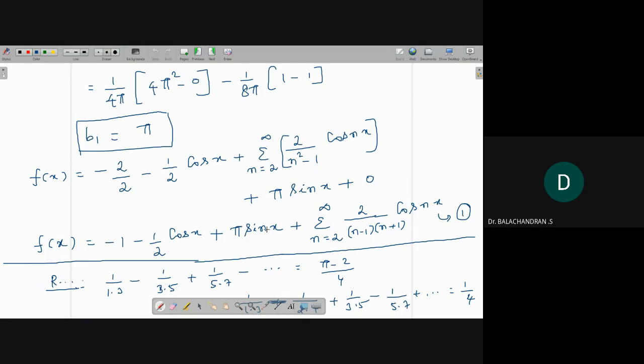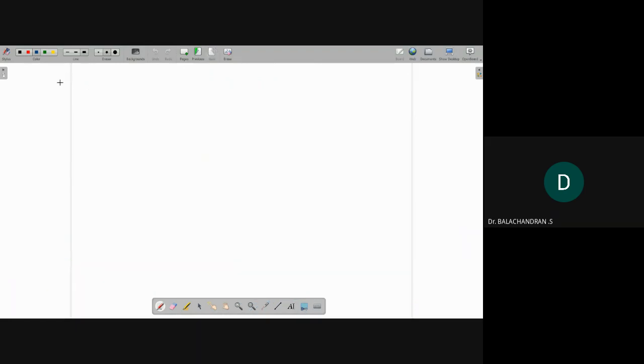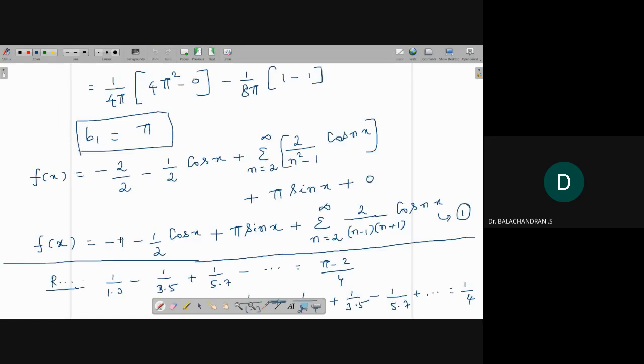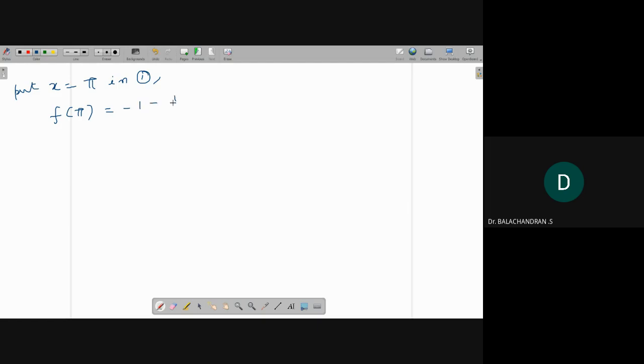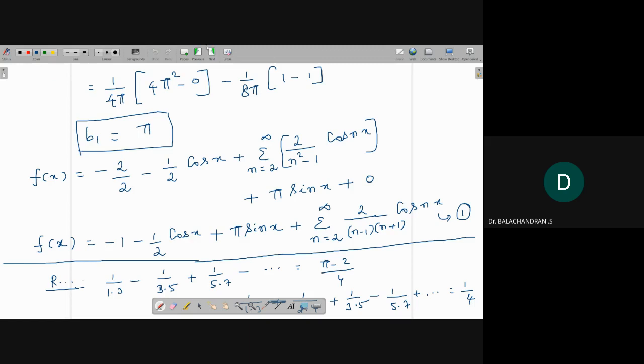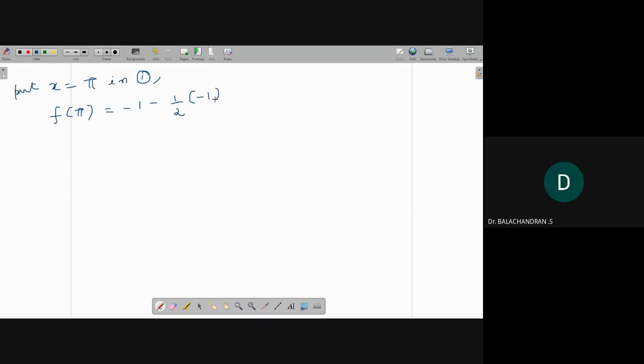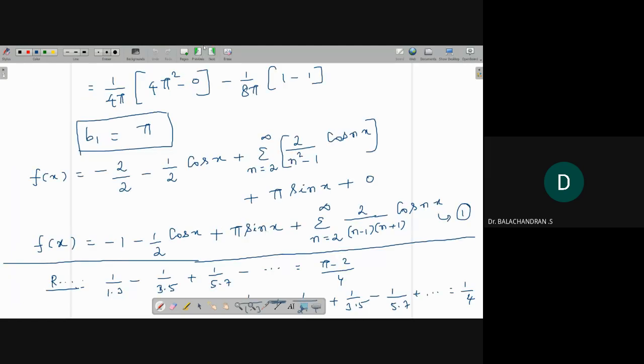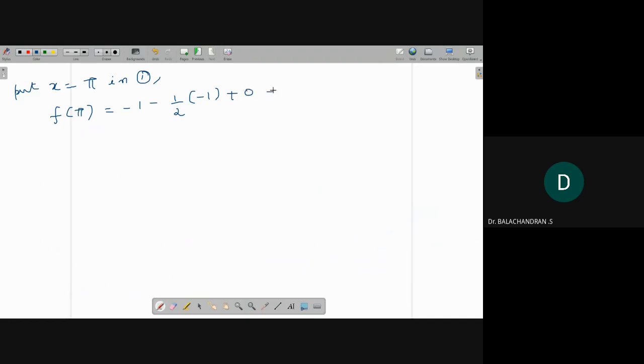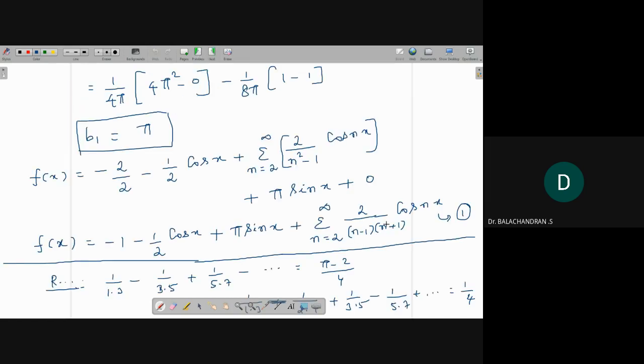So we will check it. Substitute x equal to pi in equation 1. Then what will we get? f of pi equals minus 1 minus half into cos pi. Cos pi is minus 1. Plus sine pi, sine pi is 0. Plus summation n equal to 2 to infinity 2 by n minus 1 into n plus 1 into minus 1 whole power n.